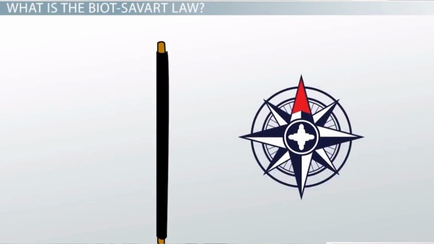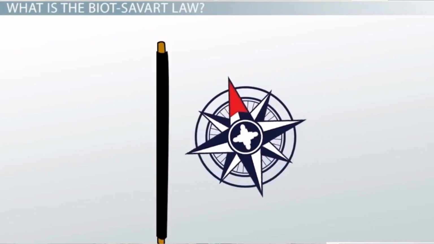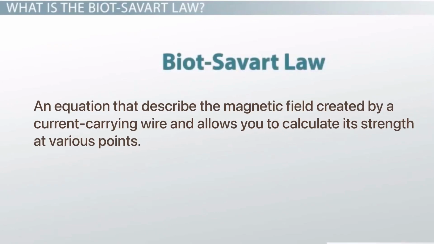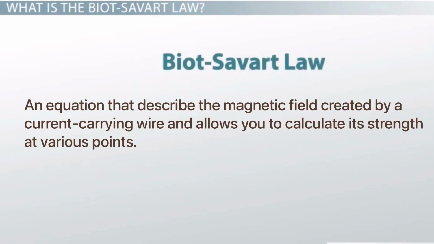If you move a compass near an electric wire, you will find that the compass needle changes direction. The Biot-Savart law is an equation that describes the magnetic field created by a current carrying wire and allows you to calculate its strength at various points.